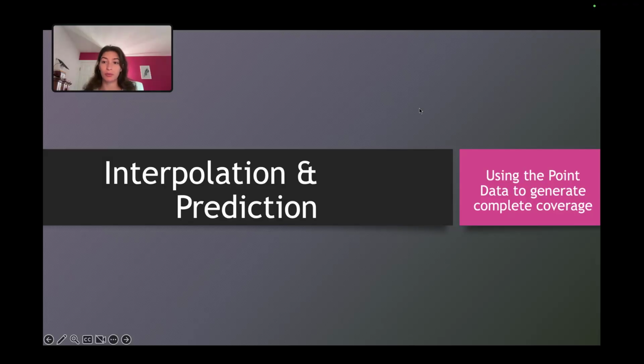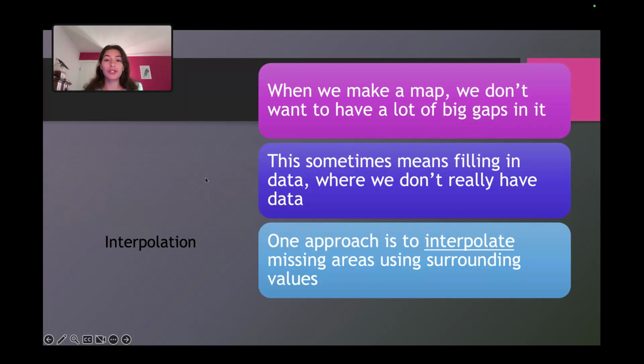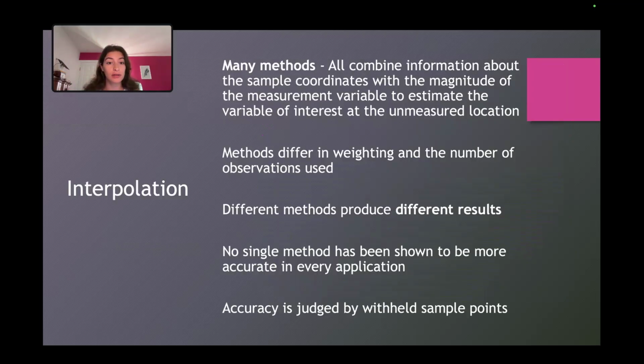So now, going into interpolation and prediction, we're using the point data to generate complete coverage as our method. Interpolation is when we make a map; we don't want to have a lot of gaps in it, so we want to fill that data in some way where the data doesn't exist. A main approach is interpolating what those missing values are, using the surrounding values around that point of interest.